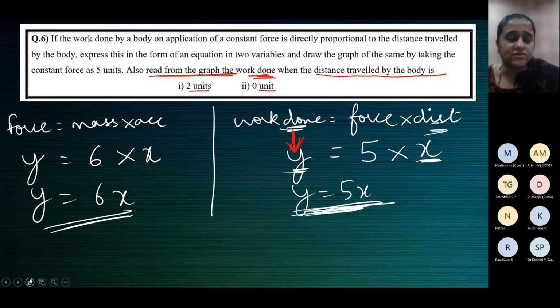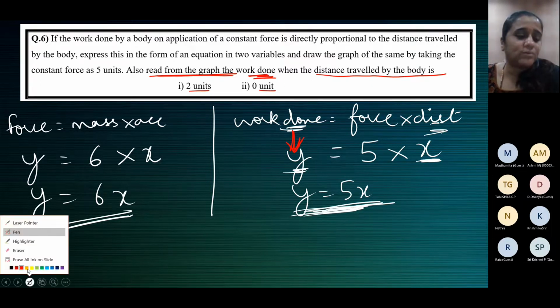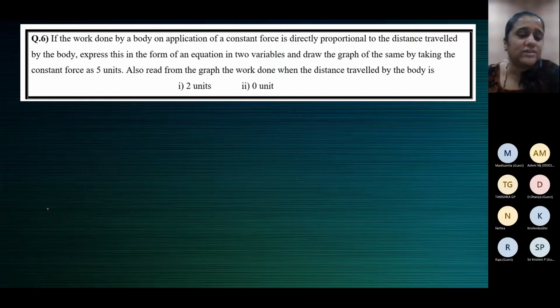Yeah, so please complete this. If you can complete the graph and share it with me, I'll be very happy. It's similar to this one, children. y is equal to 6x. So please help yourself with this one. Just write the equation.